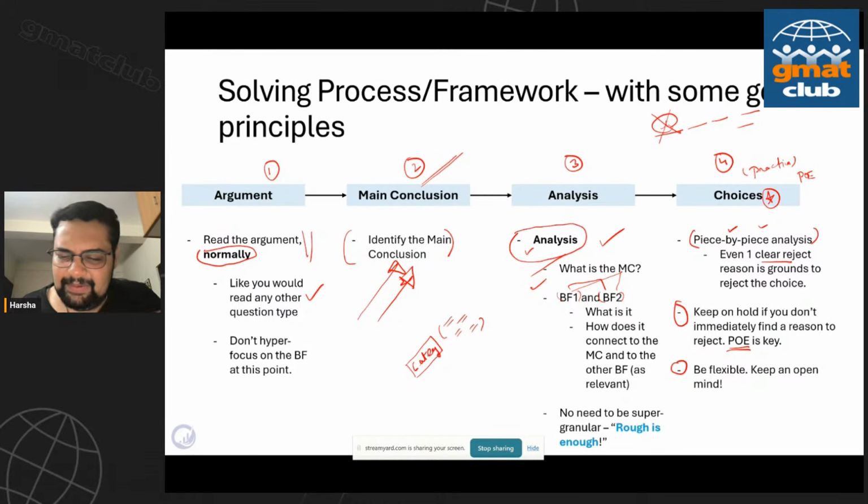So that's just a little bit of the process that I follow. End of the day, read the argument normally, identify the main conclusion, quickly, roughly do some analysis. What are these boldface 1, boldface 2? What are they doing? How do they connect with the main conclusion? How do they connect with each other? Then go choice by choice, piece by piece. Where necessary, keep it on hold, move to the next. I hope the general process principles are clear, right?